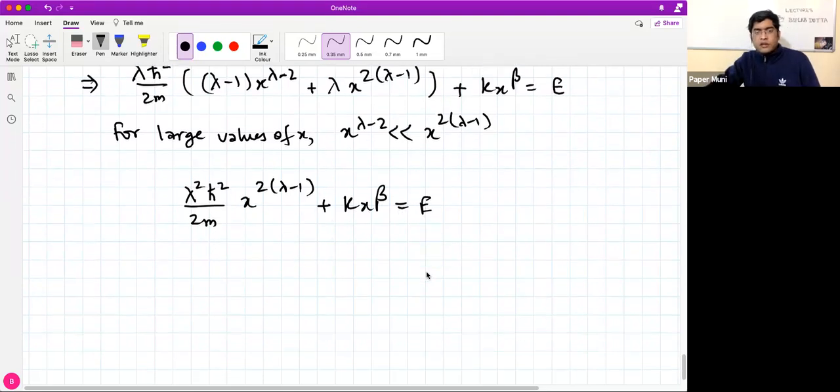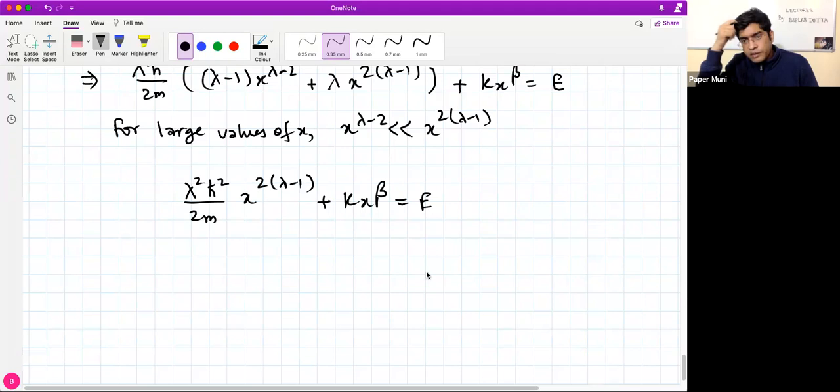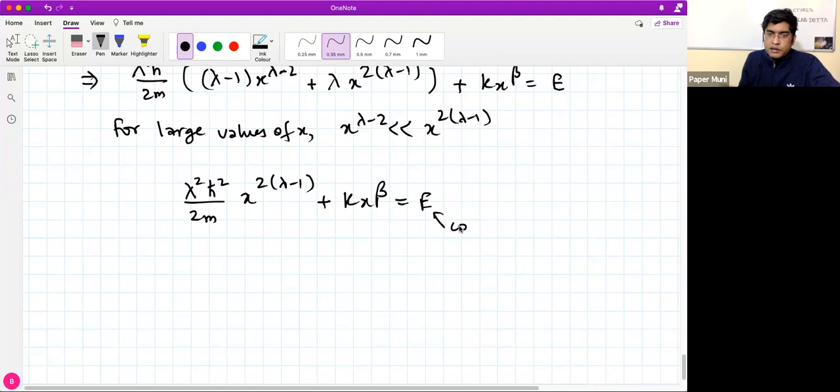Now this is a very important step here. In most of these problems, this is the most important step: how do we simplify it further? Now we know that this quantity is a constant.